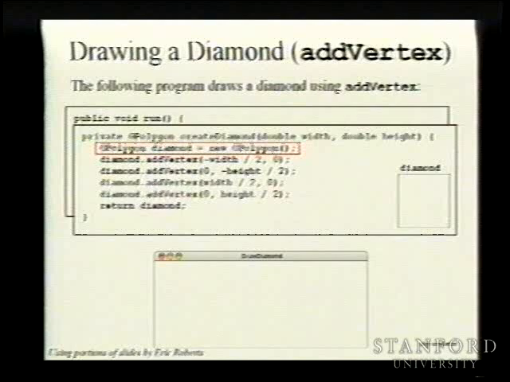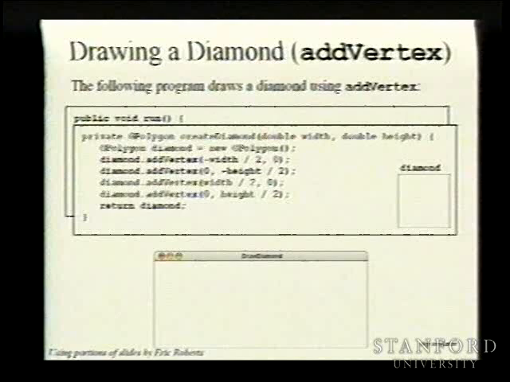So the first thing it does is create a new polygon, right? It creates a new empty polygon just like you saw before. Then what does it need to do? It needs to add the first vertex. So it adds the first vertex relative to some imaginary reference point that I pick. The reference point that I'm going to pick is the center of the diamond, which means my first vertex in the x direction is going to be minus width over 2. So let me just show you where that vertex would be.